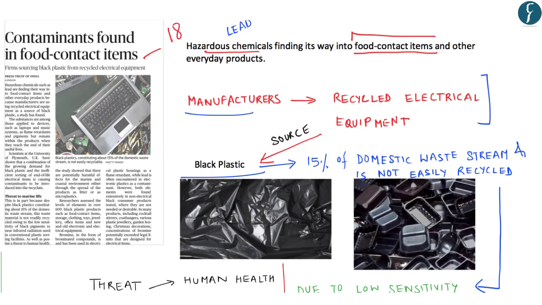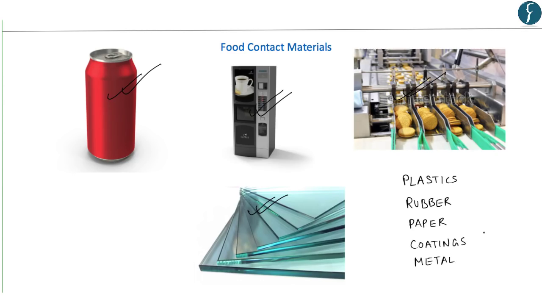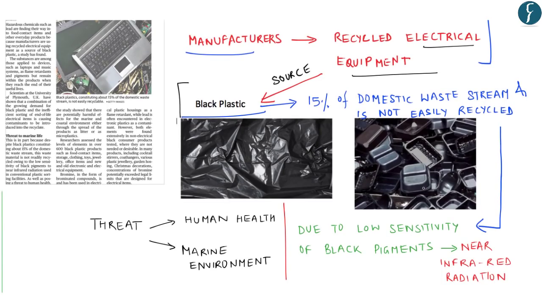So in this respect, let us understand what are these food contact items or food contact materials. Now these food contact materials are materials that are intended to be in contact with food. These can be things that are quite obvious like a glass, a can for soft drinks, machinery in a food factory, or even a coffee vending machine. These food contact materials are constructed from a variety of materials like plastics, rubber, paper, coatings material, use of some of the metals as in the food industry, etc. And food, when it gets in contact with these black plastics, comes within the food chain system.